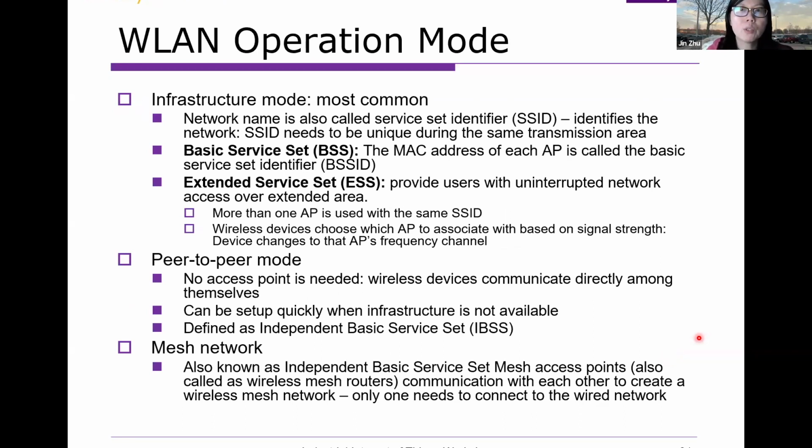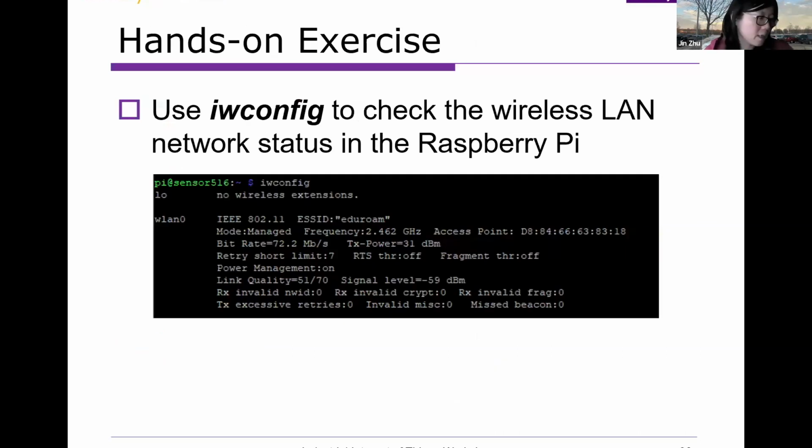They can also be divided into basic service sets, which only have one access point, and extended service sets, which may have multiple access points with the same service set identifier, which is basically the network name. For example, the UMI.